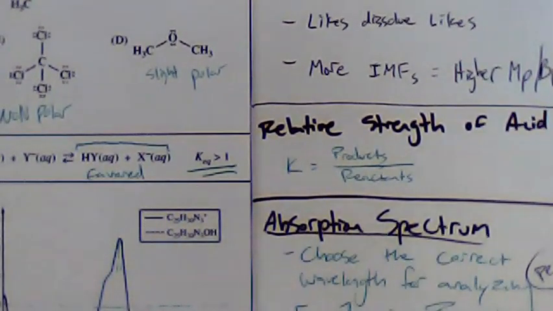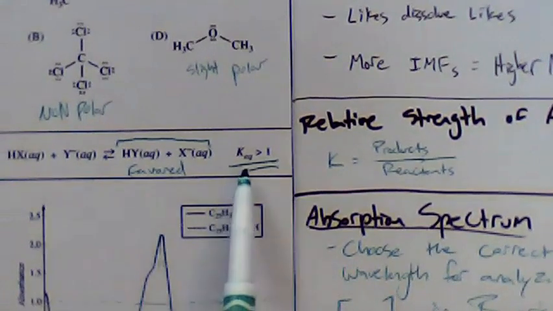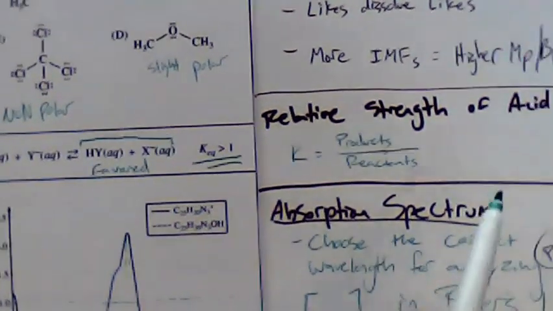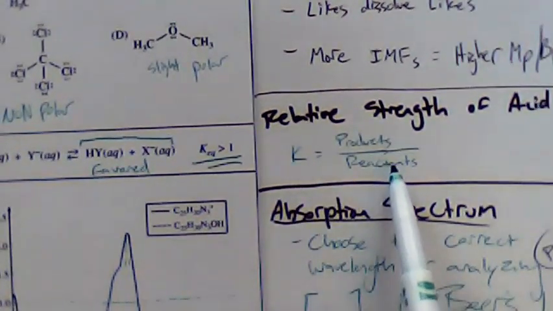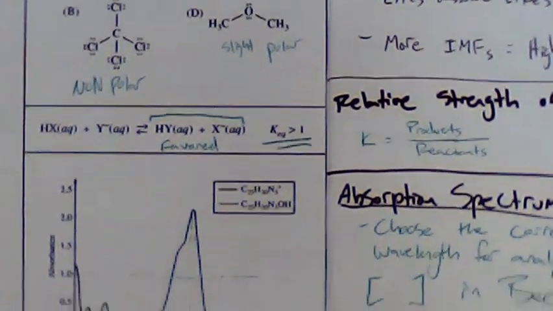Here we're looking at Le Chatelier's principle, or just an equilibrium problem. So our equilibrium constant is greater than 1. Remember, the equilibrium constant is products over reactants. So you could say what side is favored, and so on and so forth.